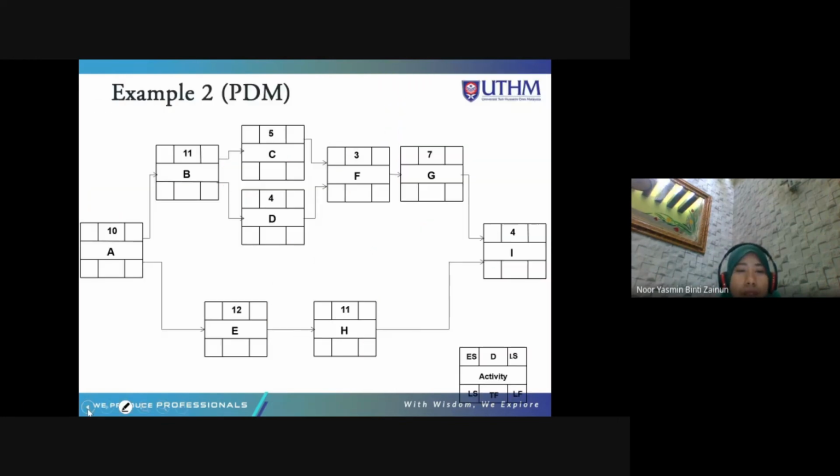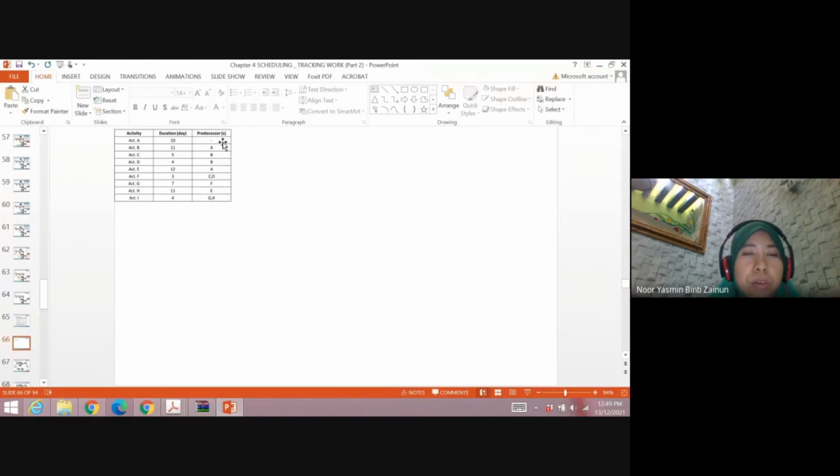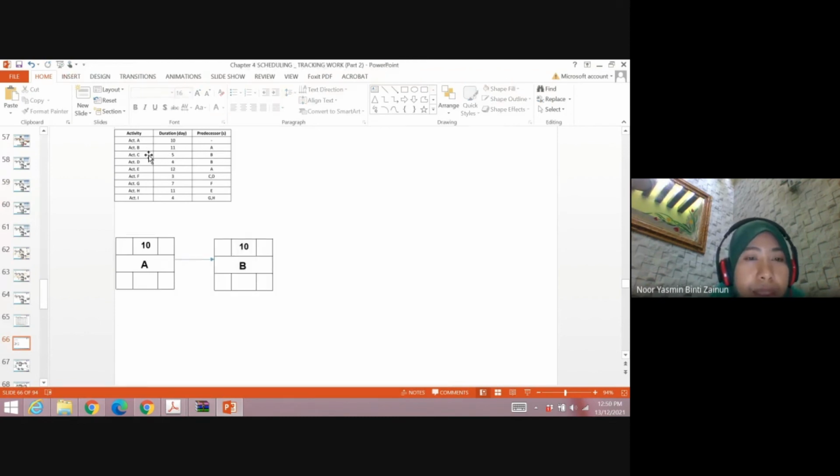Okay, example number 2. Activity A, no predecessor. So we start with activity A. Alright. And then activity B, the predecessor is A. And activity C, the predecessor is B. And see here, activity D also has the predecessor B. Means that there are two activities coming out from node B.